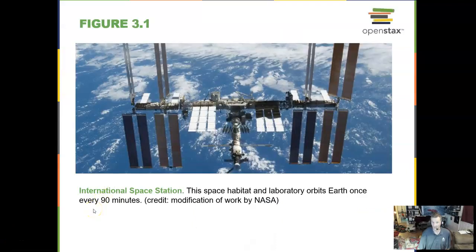So here we have the International Space Station, an international laboratory of science that orbits the Earth every hour and a half, 90 minutes. This is in an orbit about 320 miles above Earth.